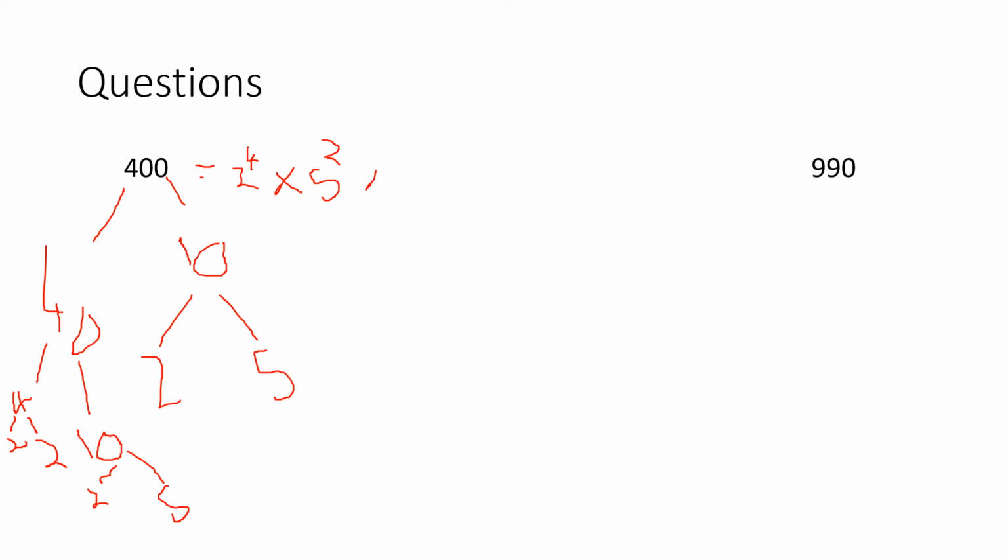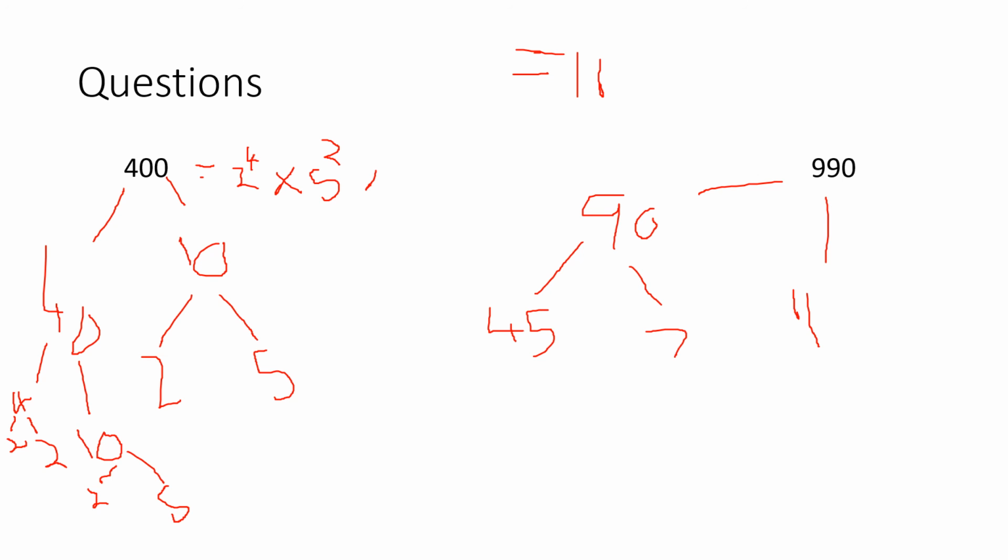Now 990, we could split this up as 90 and 11. Now 11 is already a prime number, so this will be written as 11. And now 90 can be split up as 45 and 2. And 2, we just times it by 2, as 2 is a prime number.